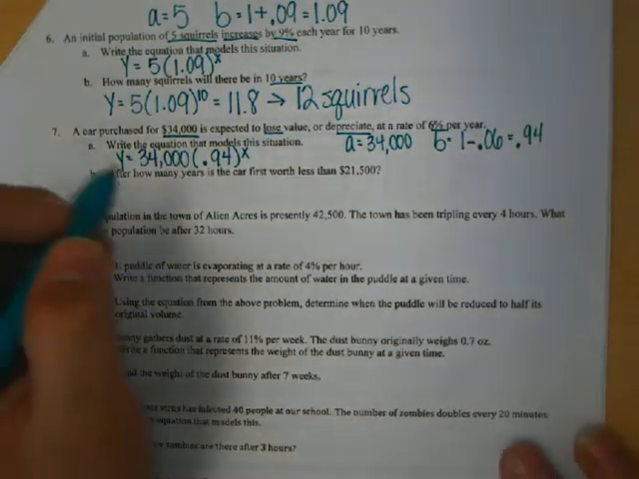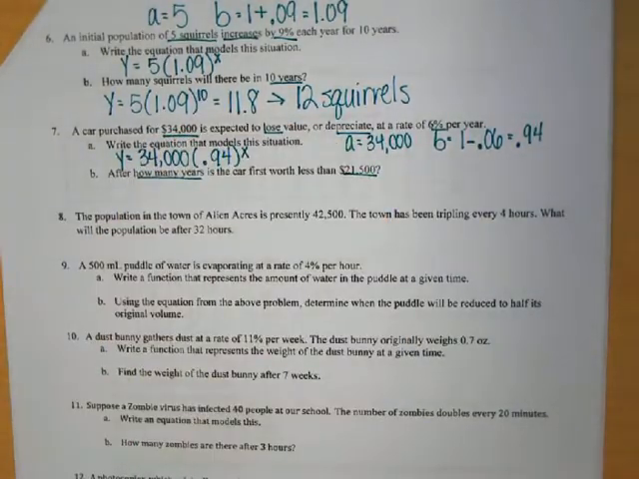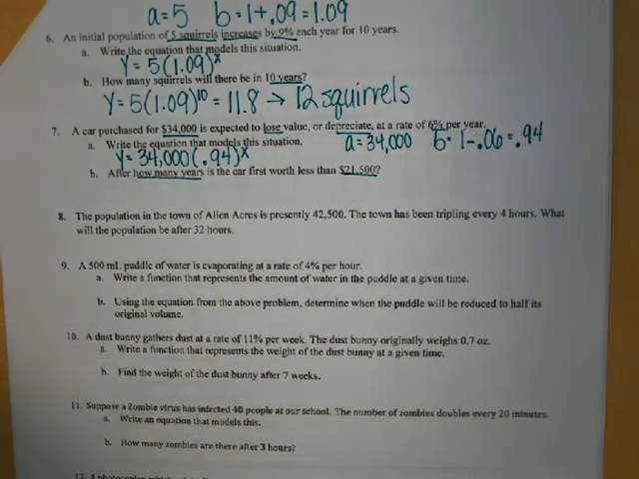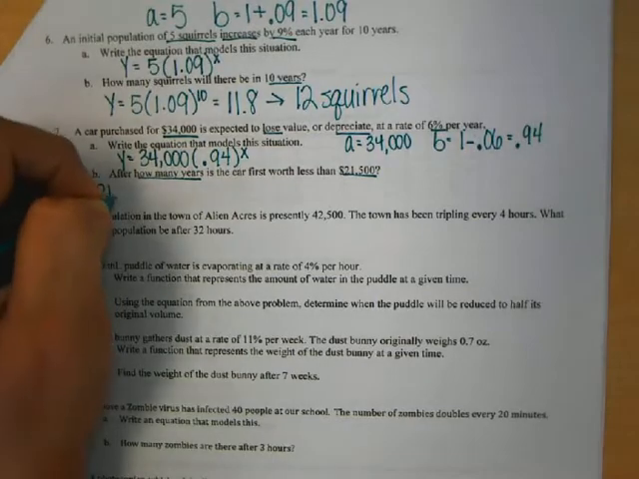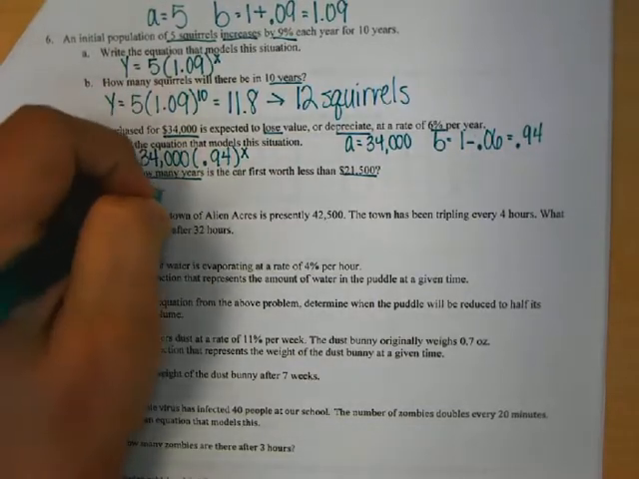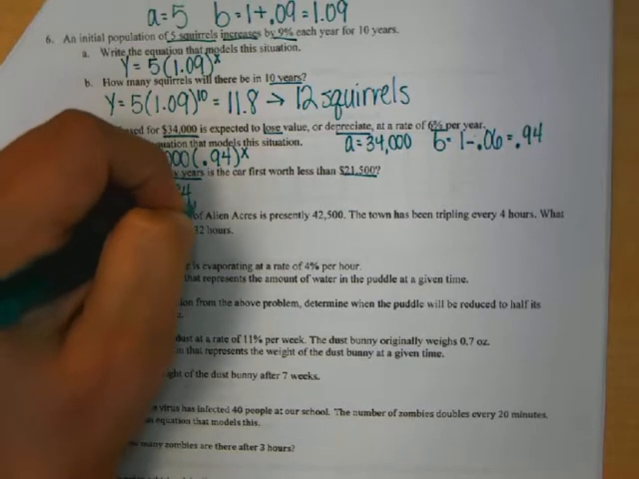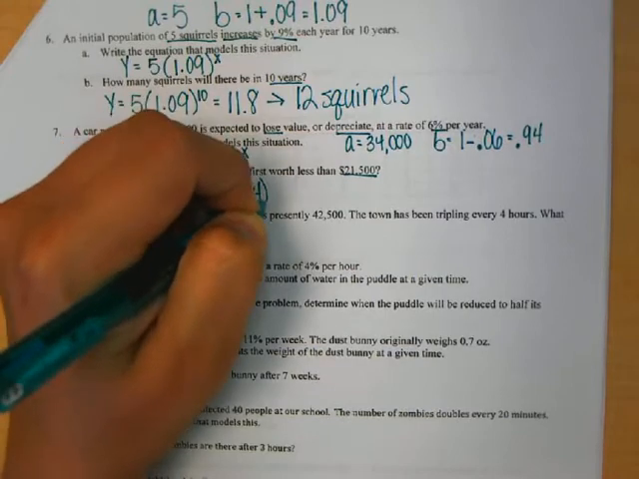Now, part B is saying after how many years is it worth less than 21,500? So I'm going to show you both ways, and you decide which one makes sense. So I need to see what x will be when I set 21,500 equal to my function, which is 34,000 times 0.94 to the power of x.